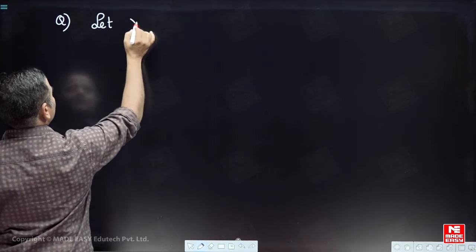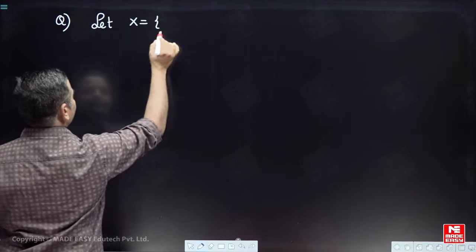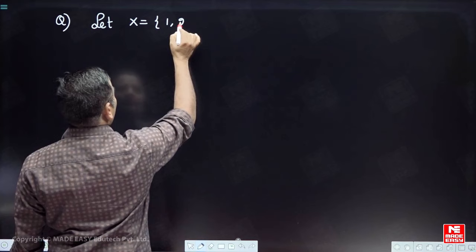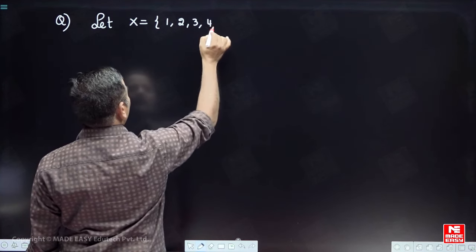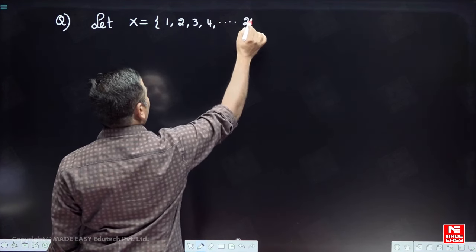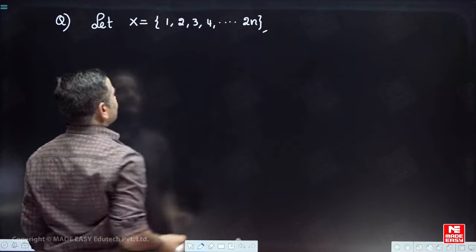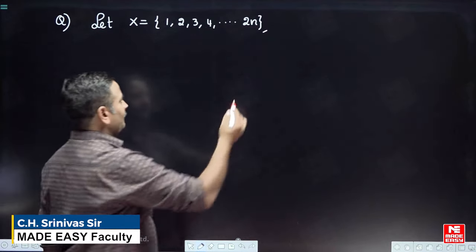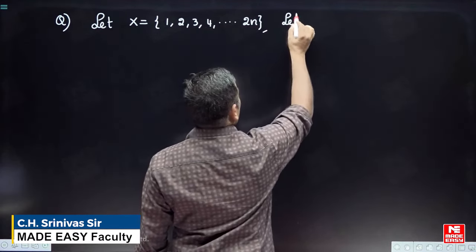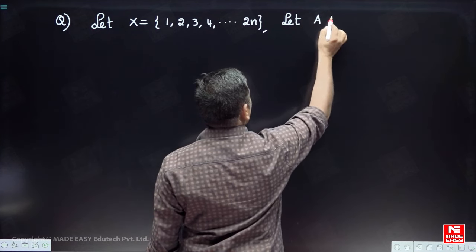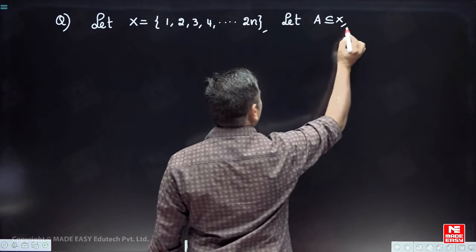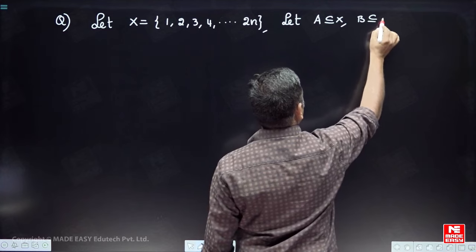Let X equal {1, 2, 3, 4, and so on to 2n}. X contains exactly 2n elements, friends. Let A be a subset of X and B be a subset of X.